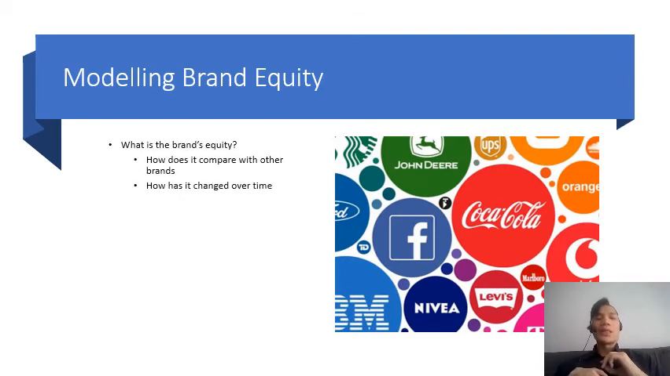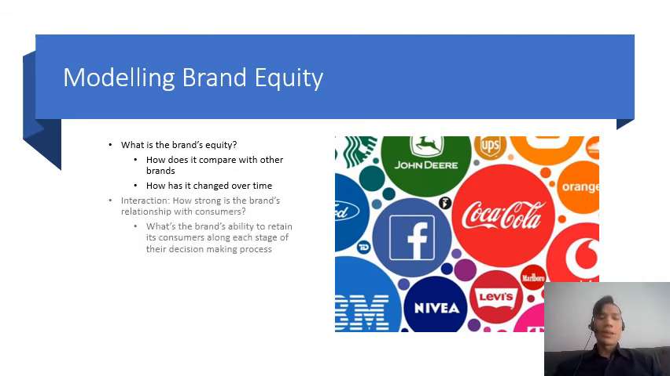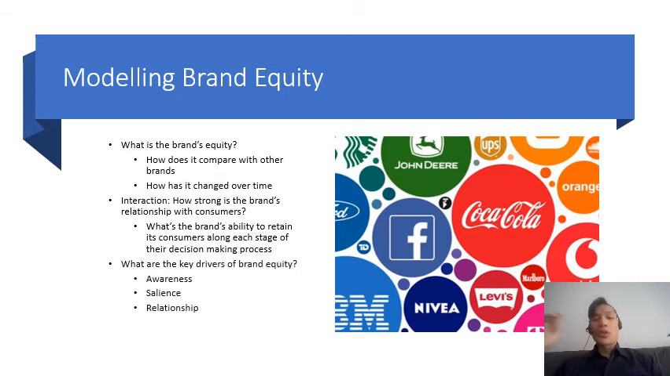Brand equity is how we compare one brand with other brands and how that comparison has changed over time. The interaction is basically how strong the brand is in the minds of the consumers. I mean, what is the brand's ability to retain the consumers along the stages of their decision making? And what are the key drivers of this brand equity? Do they know about the brand? Is the brand real to them in terms of salience? And if the brand is real to them, then what is the relationship that they can forge with the brand in the long term?